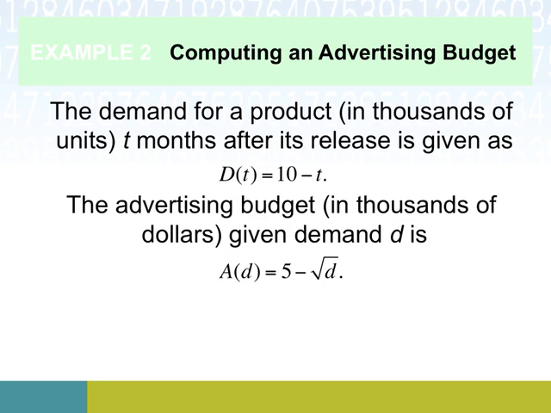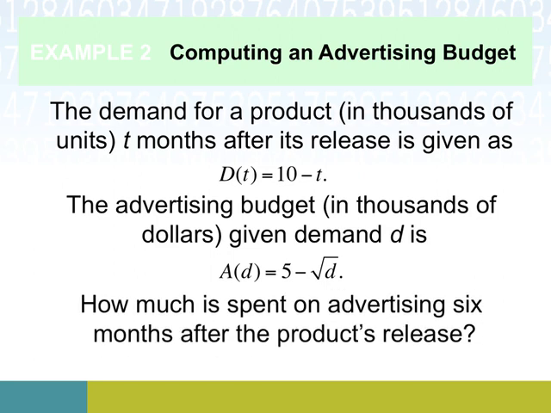And then advertising budget, which on the surface seems unrelated, but it's in terms of demand. So the input to this advertising function is demand. That's 5 minus the square root of the demand, the number of items in thousands that are demanded. So the question is, how much is spent on advertising 6 months after the product's release?